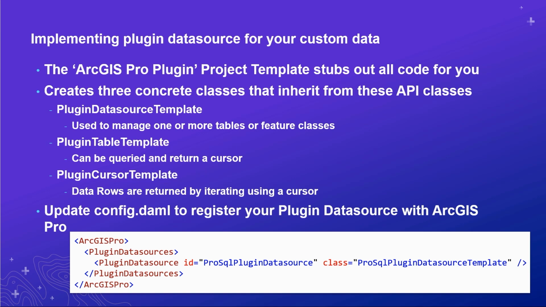So also, in addition to implementing these concrete classes, you have to make an update to the config.daml to register your plugin data source with ArcGIS Pro. And below you see a little snippet on how you do that. Within the ArcGIS Pro tag, we have a plugin data sources tag, and I have my new plugin data source that I specify by ID, and then I reference the class for the data source template that actually implements it.